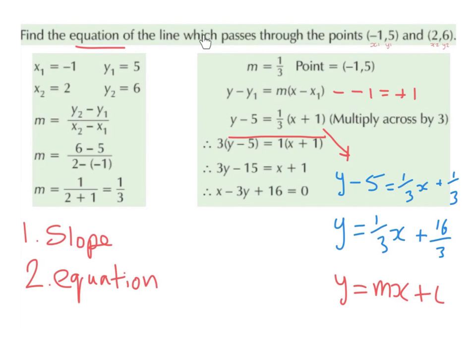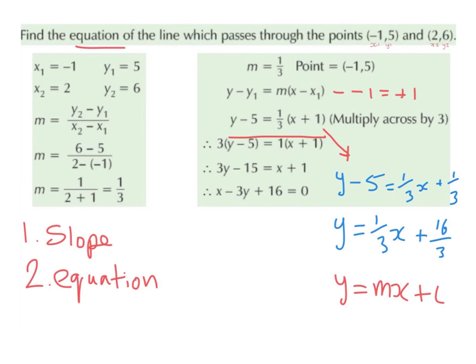Find the equation of the line which passes through the points -1, 5 and 2, 6. So in order to get an equation of a line, we first of all need to find the slope, and then we need to use the equation formula. So we're going to substitute the slope into the equation formula using one of the points.